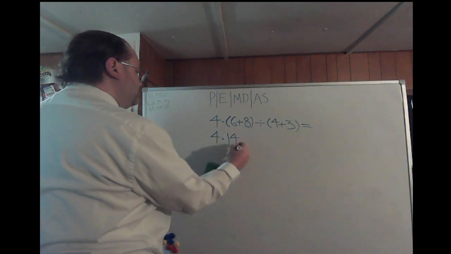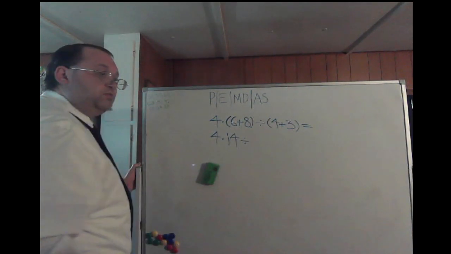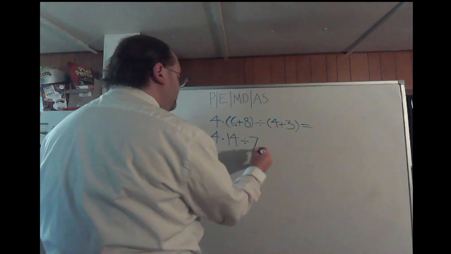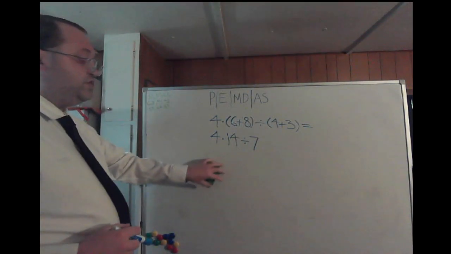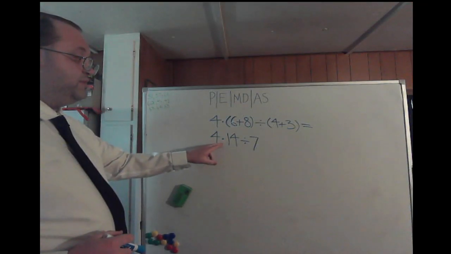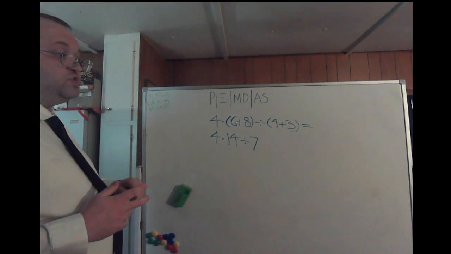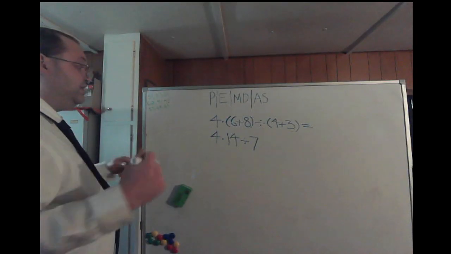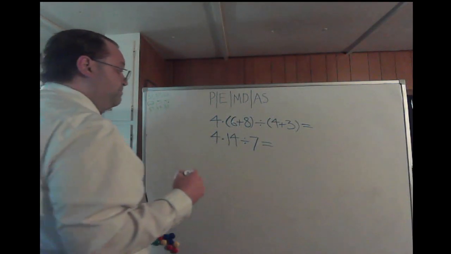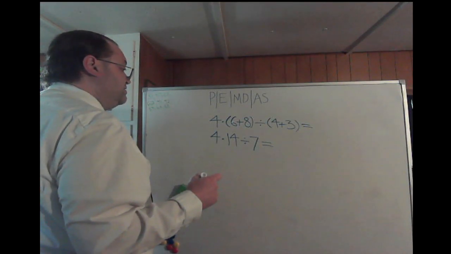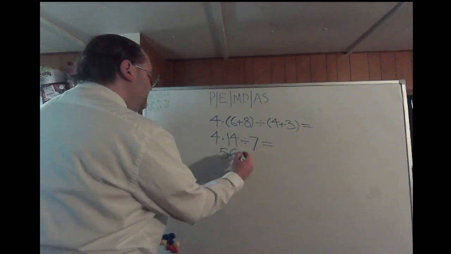So 6 plus 8 is 14. That'll be divided by, what's inside of the parentheses here, 4 plus 3. What would that be? That'd be 7. Okay. Now we're simply reduced to a normal multiplication and division problem. Well, multiplication and division take the same priority, you just work from left to right. So therefore, what is 4 times 14? 4 times 14, so let's see, 56. That would be 56 divided by 7.